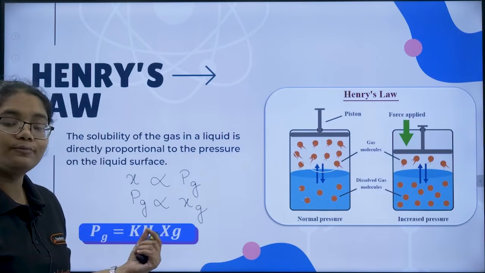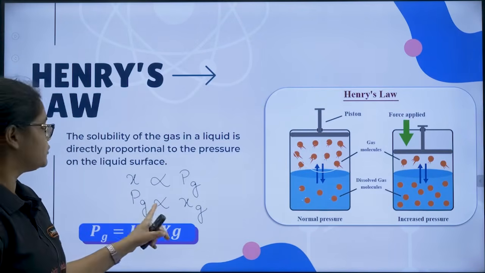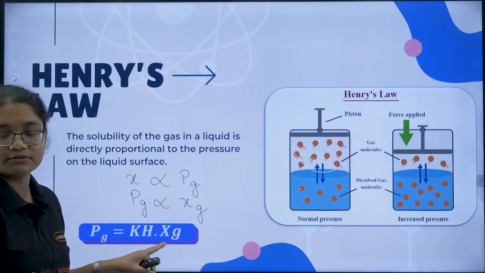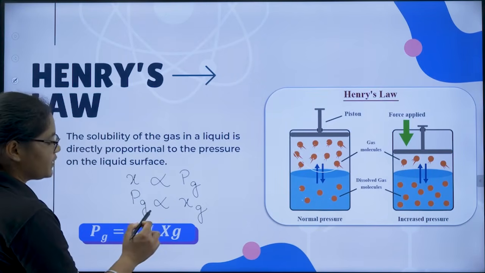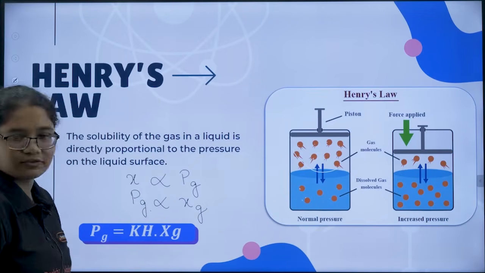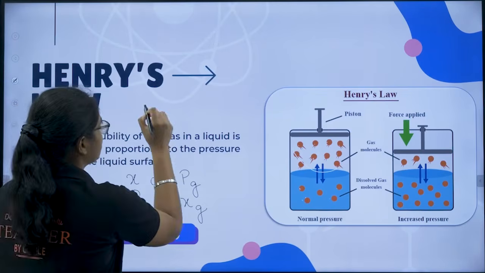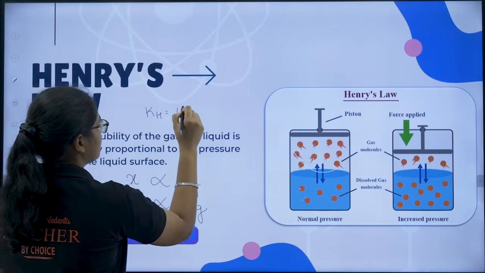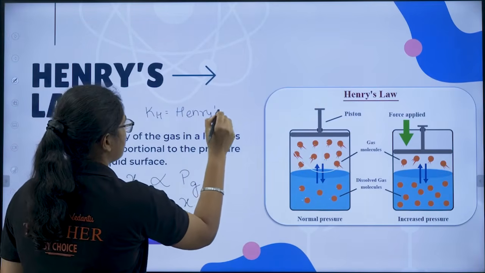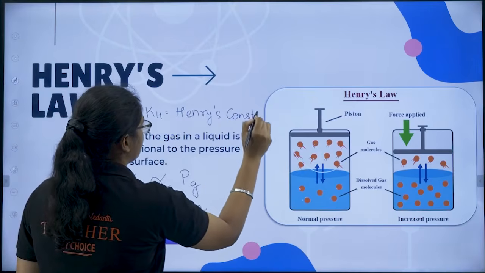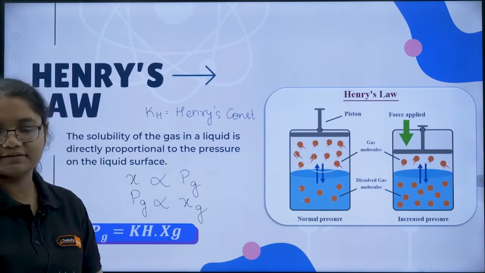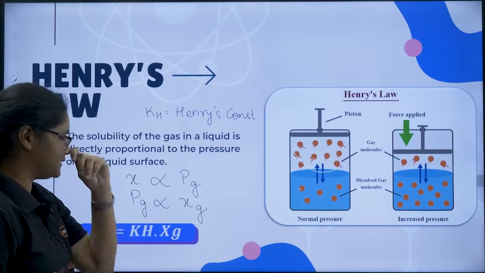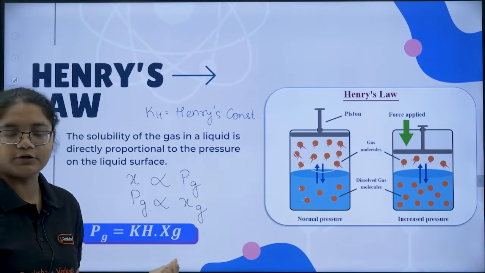Right. Now, I hope this is visible. To remove this proportionality, we have a constant that is called Henry's constant. So the formula becomes P of the gas is equal to KH into X of the gas. What is this KH here? KH is Henry's constant. I think it's a little light, but you can manage, I hope.